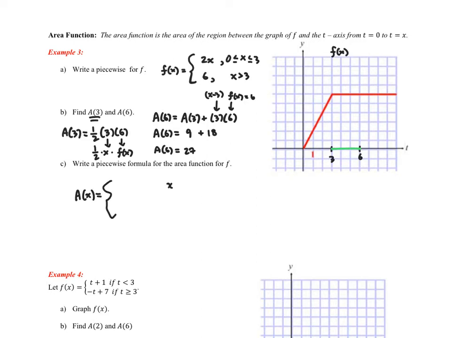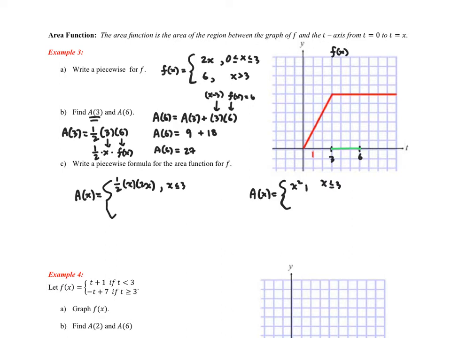So the area when x is less than or equal to 3 will be equal to 1/2, as we said, the x value times f of x at that value. So that'll be 1/2 times x times f of x, which on that portion of the piecewise function is 2x. Okay, I could rewrite, and I'll do that in a moment here, cleaning this up a little bit. It looks like the 1/2 and the 2 will reduce, giving us x squared.